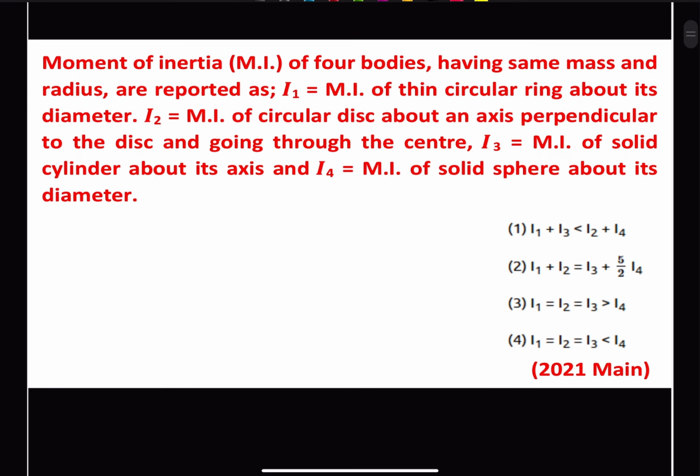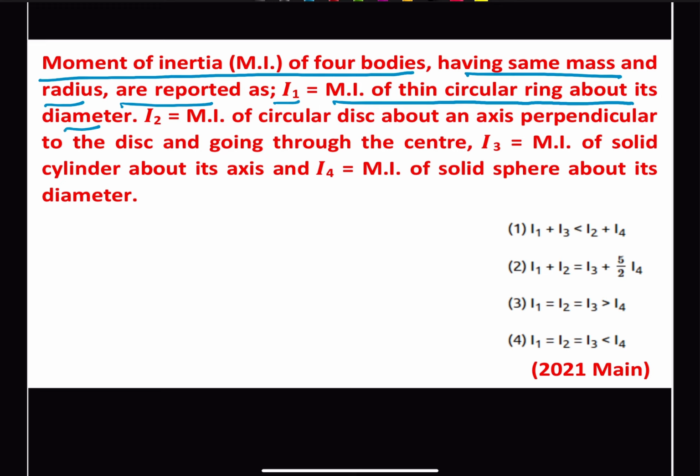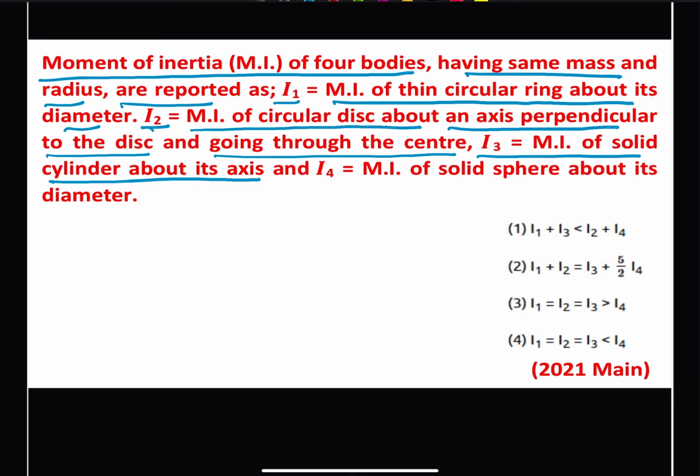it states that moments of inertia of 4 bodies having the same mass and radius are reported as I1, moment of inertia of a thin circular ring about its diameter, I2, moment of inertia of a circular disc about an axis perpendicular to the disc and going through its center, I3, moment of inertia of a solid cylinder about its axis, and I4, moment of inertia of a solid sphere about its diameter. Based on this we have to find out which of these options holds the correct result.